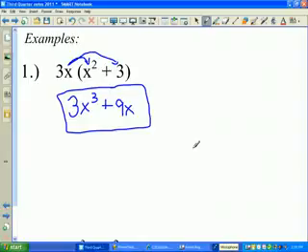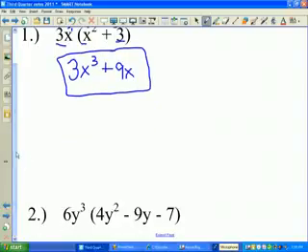Okay? It's as simple as that. All you're doing is multiplying the coefficients, in this case 3 and 1, and also my constant, 3. You're multiplying those numbers, but you're adding the exponents. Hence the 1 plus 2, that's where the 3 came from.